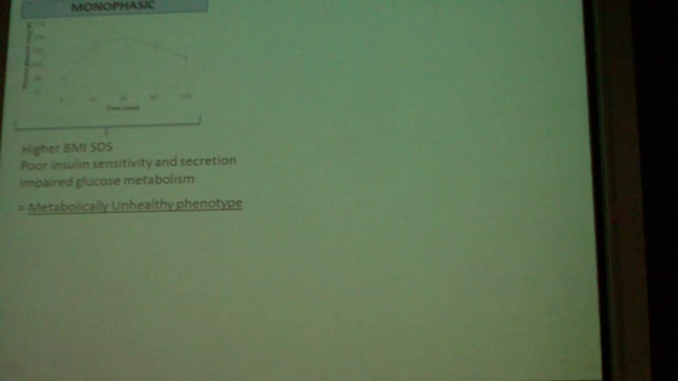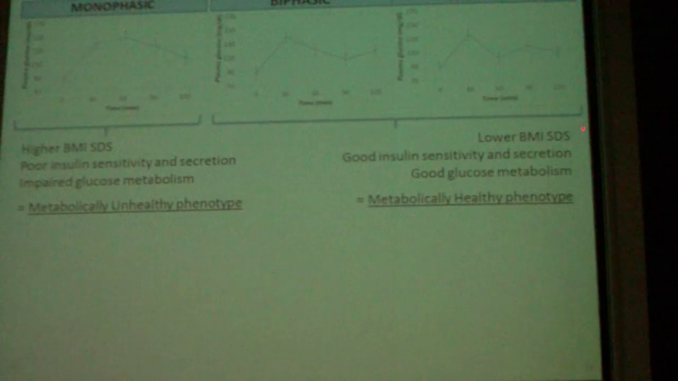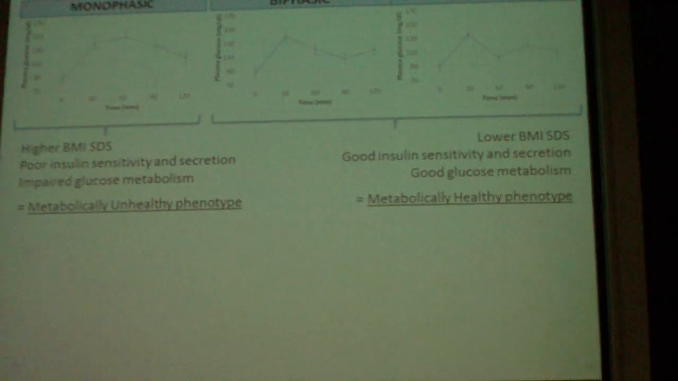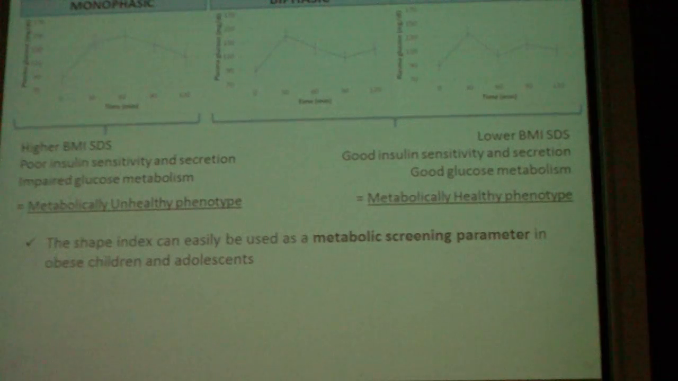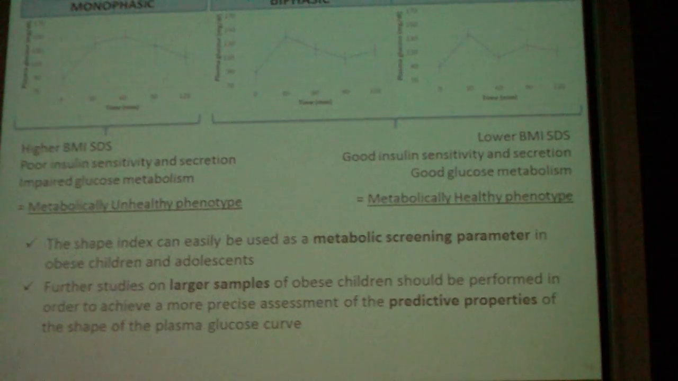So children with a higher BMI-SDS, poor insulin sensitivity, poor secretion, and impaired glucose metabolism, compared to the biphasic and triphasic form, which had children with a lower BMI-SDS, good insulin sensitivity and secretion, and also good glucose metabolism. So eventually these are defined as a metabolically healthy phenotype. But yet we don't know if it is a good screening parameter, but we can say that the shape index could be used as a metabolic screening parameter in obese children and adolescents, but we don't know yet. So we have to study larger samples of obese children to see if this screening parameter has predictive properties to define obese children with metabolic complications.